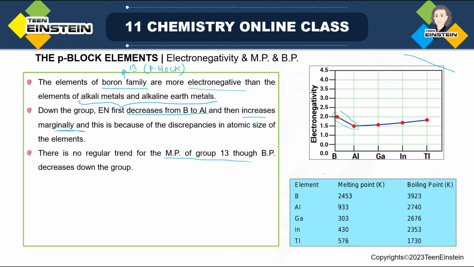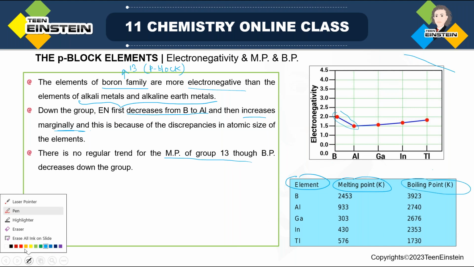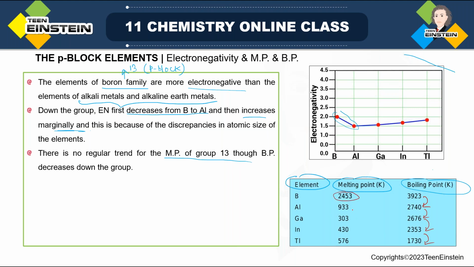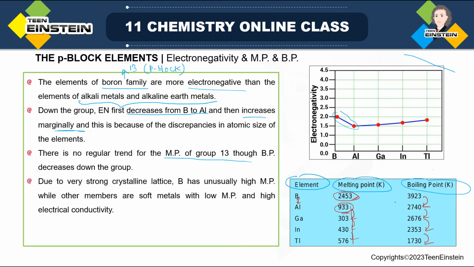Now have a look at this table. These are the elements, then melting point and boiling point. When it is boiling point, there is a smooth decrease: 3923, 2740. But what about melting point? This is exceptionally high. If you look at the other values, they are lesser than 1000, around 300, 400, 500 like this. But just look at these two values, drastically different. So there is a drastic difference between these two. But after that, there is a decrease, then again increase, again increase. So there is no such regular trend.